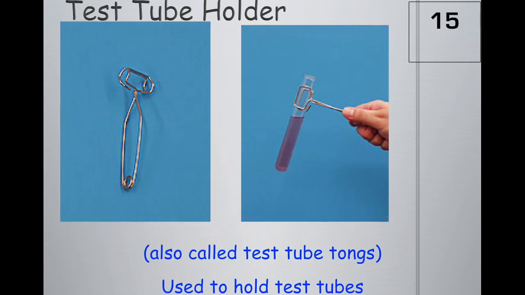Also, what you'll notice with the test tube, sometimes you don't want to hold it with your fingers. These are test tube holders, and they're metal, and they look kind of like tongs, so they're also called test tube tongs, and they're used to hold test tubes. Usually, this is when, for example, you're heating the test tube, this is how you would want to heat it. You wouldn't want to hold it with your fingers while you put it over a flame.